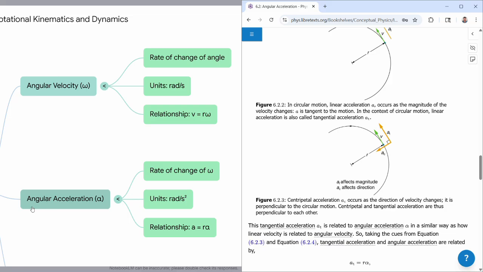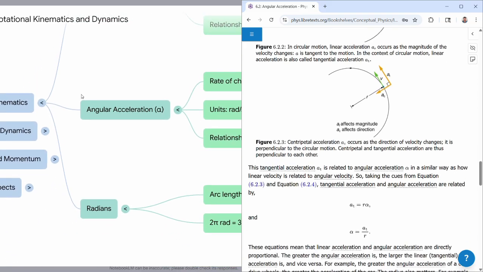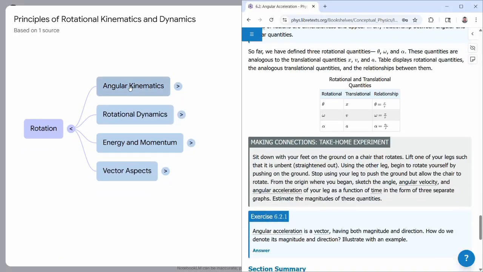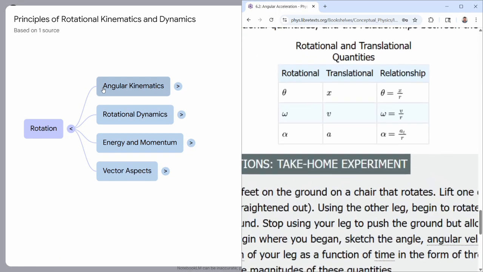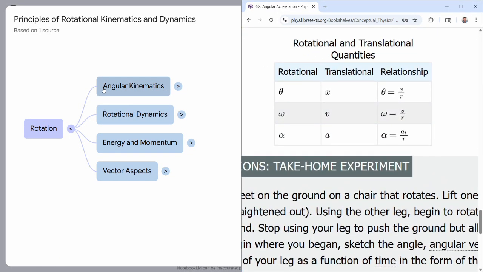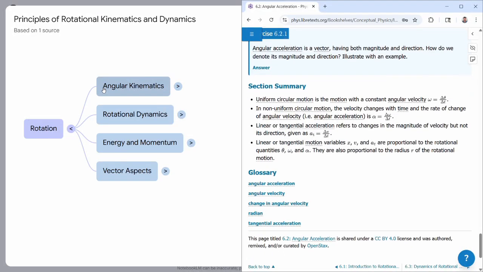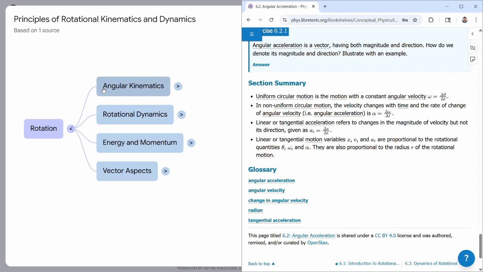So that's the rotational kinematics or angular kinematics. And just like with the chapter 1 material, this is probably the most mathematical part of chapter 6. Although in terms of your homework, you won't see that many calculation questions. So, don't let those math equations scare you.